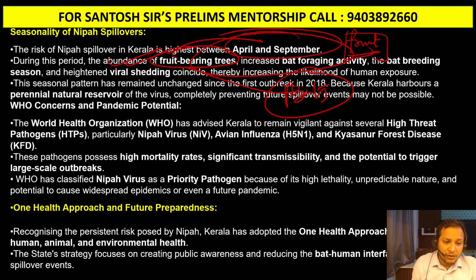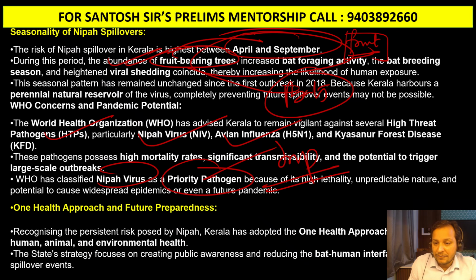Okay, WHO has classified Nipah as a priority pathogen, which I have told you. They may ask you this. You can see here WHO has advised Kerala to remain vigilant against high threat pathogens, which are the Nipah virus, avian influenza, and Kyasanur Forest disease. So these are the viruses which are common in Kerala, and the Kerala government has to be vigilant because these are zoonotic diseases.